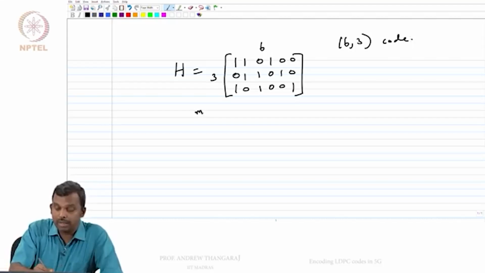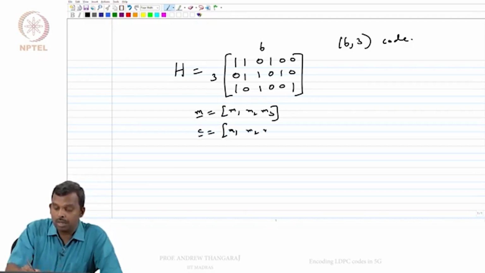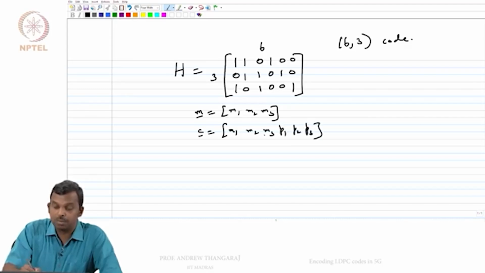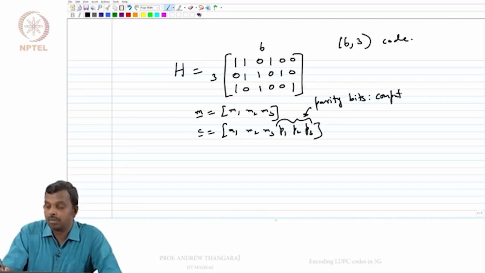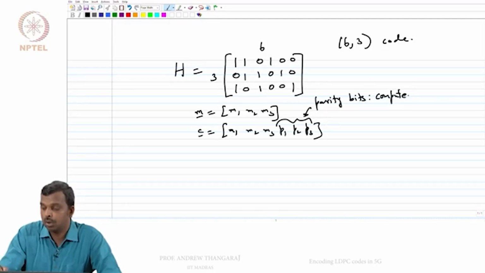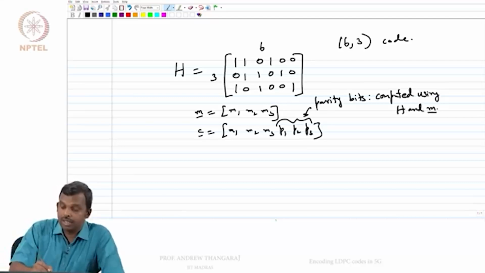So if you have the message vector M, which is M1, M2, M3, the code word C will be M1, M2, M3, and P1, P2, P3. Okay, so these are the three message bits: M1, M2, M3. These are the three parity bits, and these are computed. We will show how these can be easily computed using H and M. Okay. Now, what does H tell you?